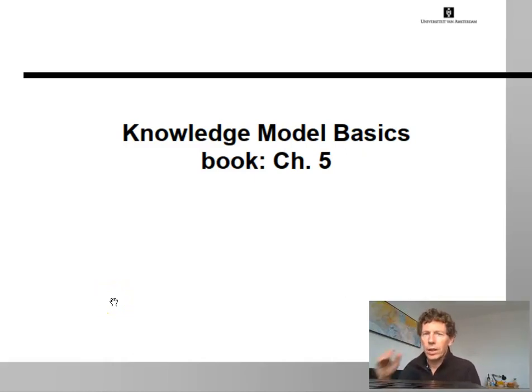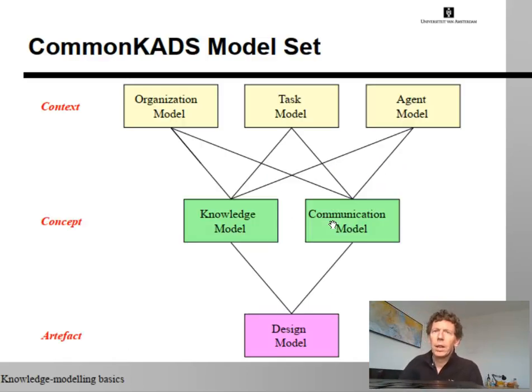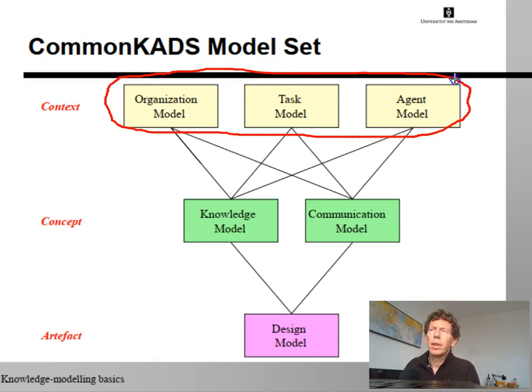So welcome to the lecture on the knowledge model of the CommonKADS model suite. This picture will remind you where we are in the story. Initially, we discussed very high-level and abstract models called context models, and these were meant to capture information about the context in which the presumed knowledge-based system that we're going to build is going to function. We were capturing information about the organization, about the tasks that are performed in that organization, how the different agents are interacting in those tasks.